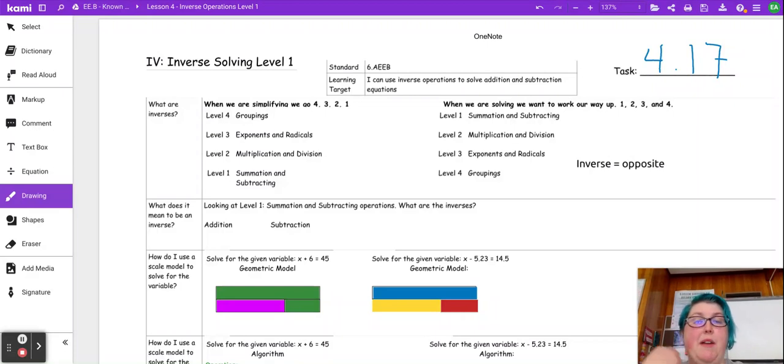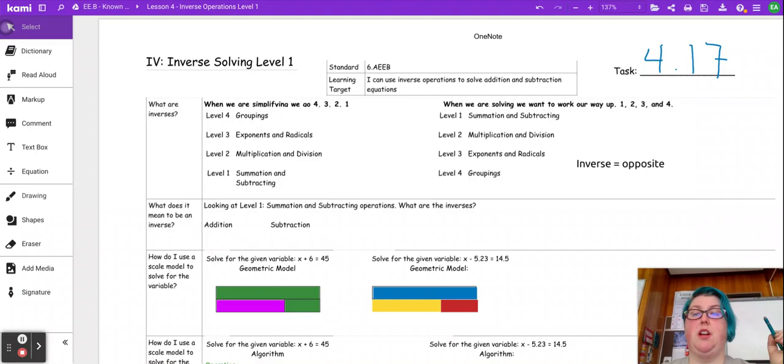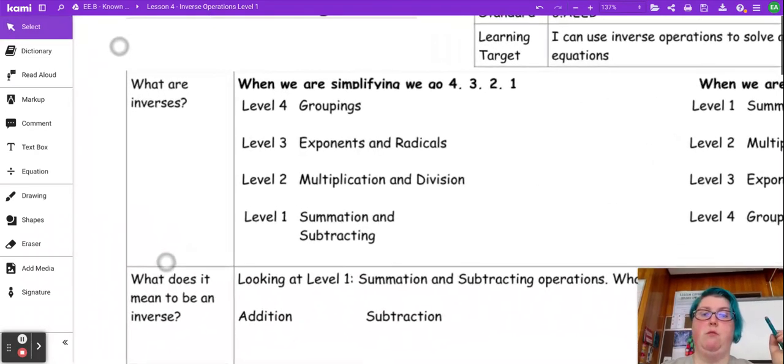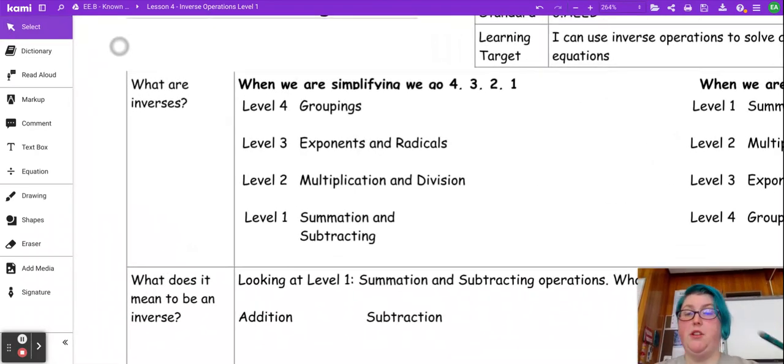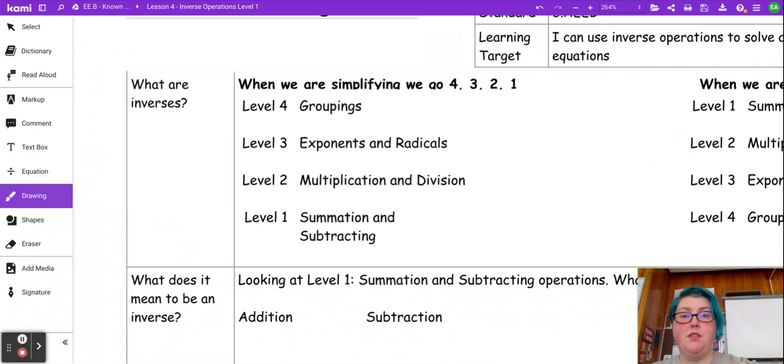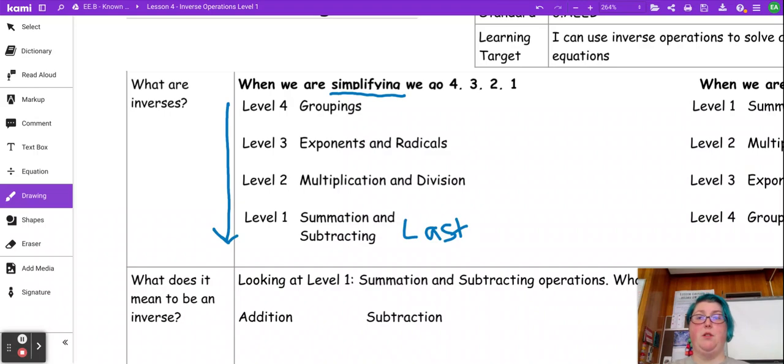Today we're going to talk about inverse operations when we are doing addition and subtraction on equations. So, first, let's review, because we already know from our previous units that when we simplify, we go from the most complex down to the least complex. So you do addition and subtraction, summation and subtraction, last, because you have to start at your highest level and go down.